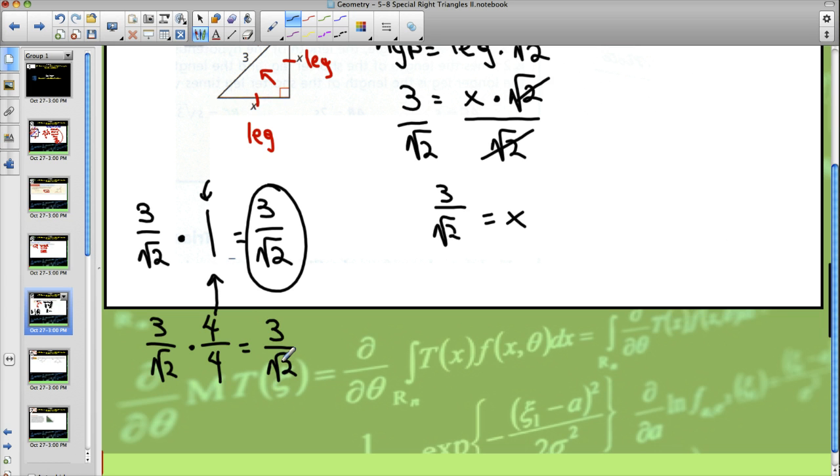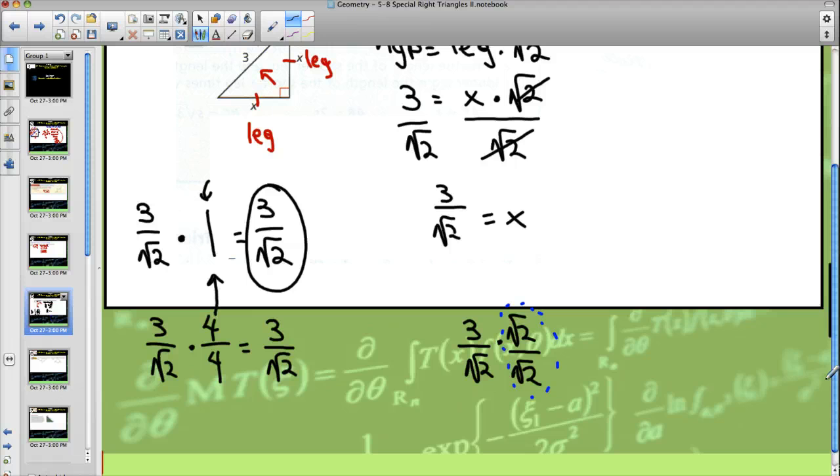This allows me to write my solution as follows. If I have 3 over the square root of 2 multiplied by the square root of 2 over the square root of 2, once again, this is just a fancy way of writing the number 1. Anything divided by itself is 1. So I'm not changing the value in any way.